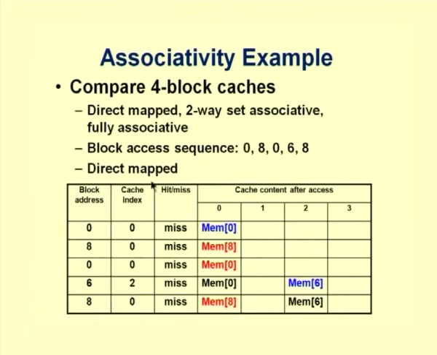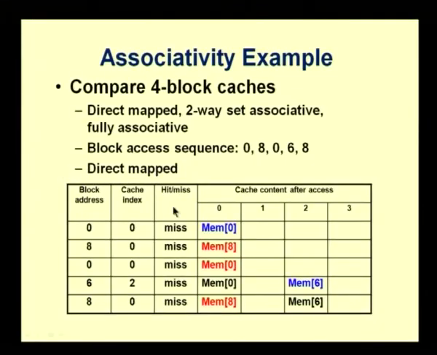Now, this is the example for a direct mapped cache. Remember we are comparing direct mapped, fully associative and set associative. So, for the direct mapped cache, if we look at block address 0, remember we have only 4 blocks in the cache. So, 0 mod 4 gives a value of 0. So, the cache index will be 0. Initially there will be a miss, so memory block 0 will come into this position.